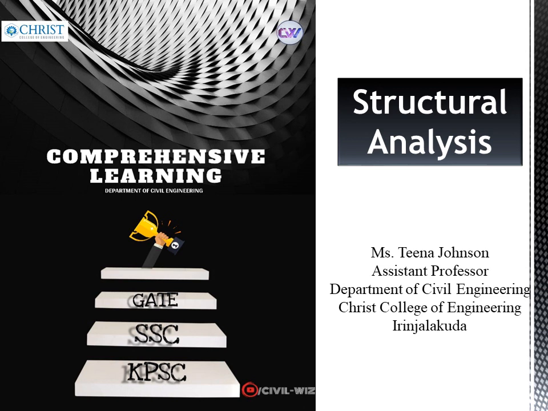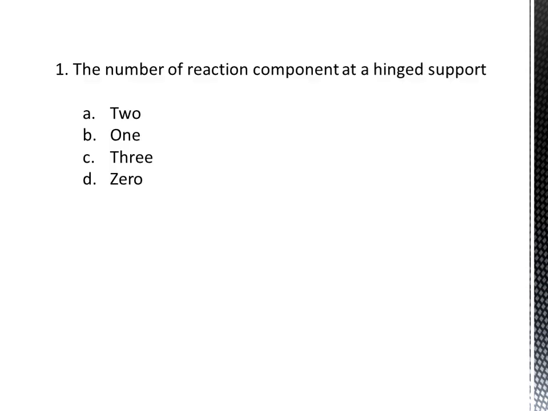In this session, we will be discussing the previous year PSC and SSC MCQ questions from structural analysis. Coming to the first question, we have the number of reaction components at a hinged support. We have the options: option A 2, option B 1, option C 3 and option D 0.